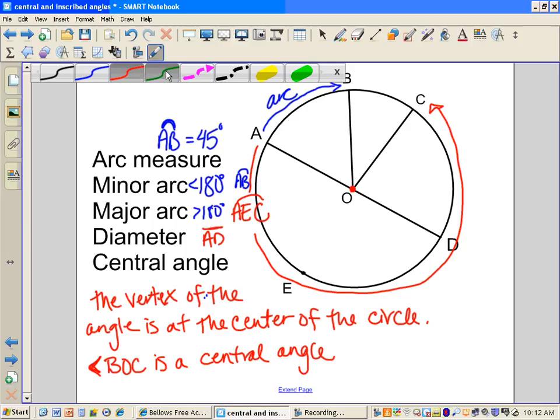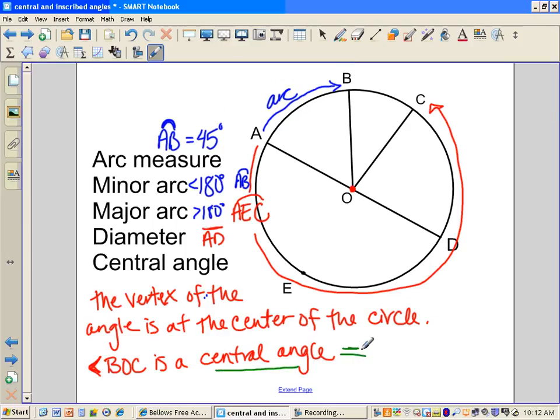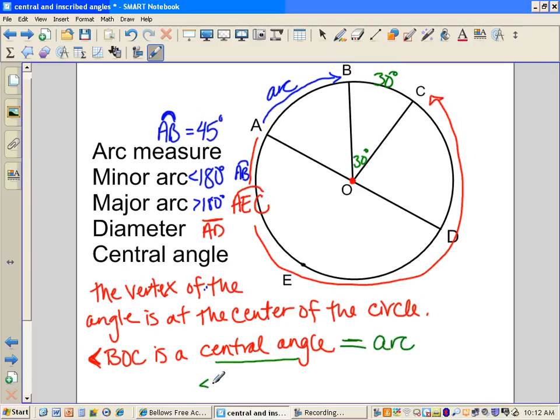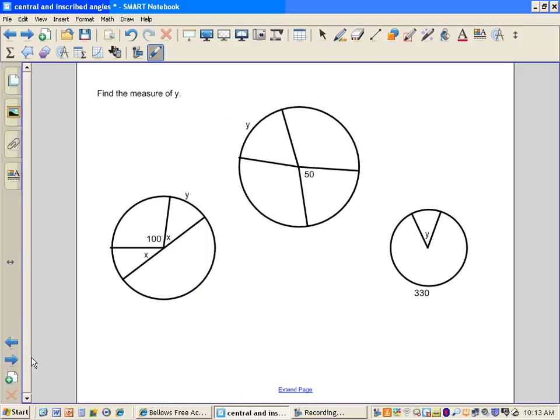Now, what's important about this is that a central angle has equal measure to what we call the arc that it's indicated. So if I say this is 30 degrees here, then this is 30 degrees from B to C. So angle BOC equals 30 degrees, and that's also equal to arc B to C. Okay? Okay, next page. I promise this will be short.